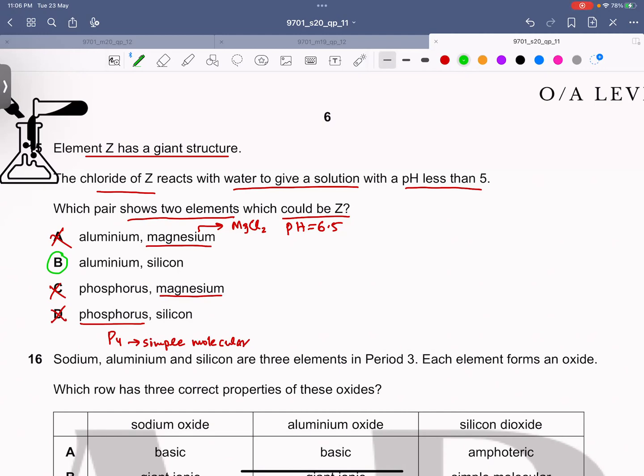Is it clear to everyone till question number 15? If anyone has any doubt, do ask.